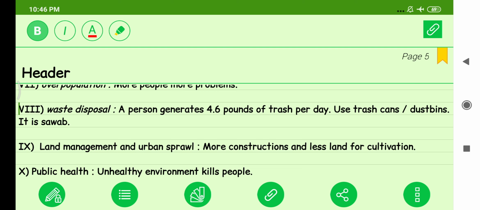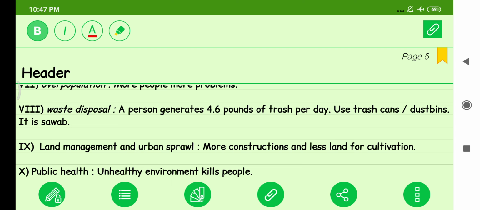Land management and urban sprawl. More construction and less land for cultivation. Obviously, when the number of people increases, they need more homes, and they have to use more land. And when more land is used for construction, less land remains available for cultivation. And when there is less cultivation, there is less food, and when there is less food, there are problems.